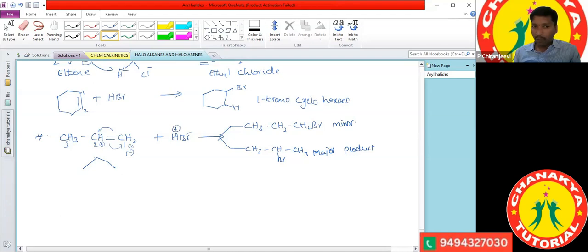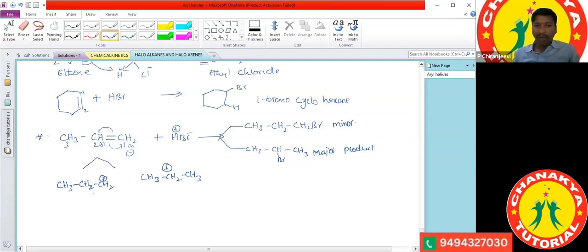Now I told you there are two possibilities. First, when these pi electrons are shifted in this direction, this carbon gets a negative charge. The negatively charged carbon atom attaches with H plus, and then it is converted into CH3 bond CH2 plus. This is one carbocation. Second possibility: when these pi electrons are shifted onto the first carbon atom, we get one more carbocation, CH3 bond CH2 bond CH3 plus. Which one is the primary carbocation and which one is the secondary carbocation?